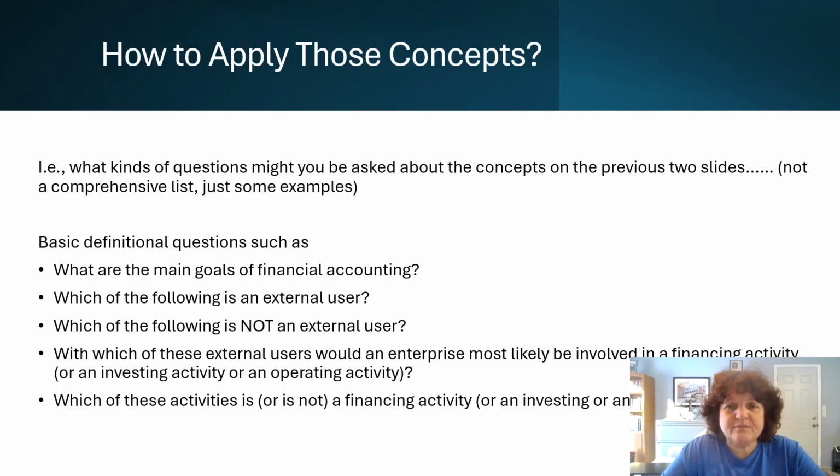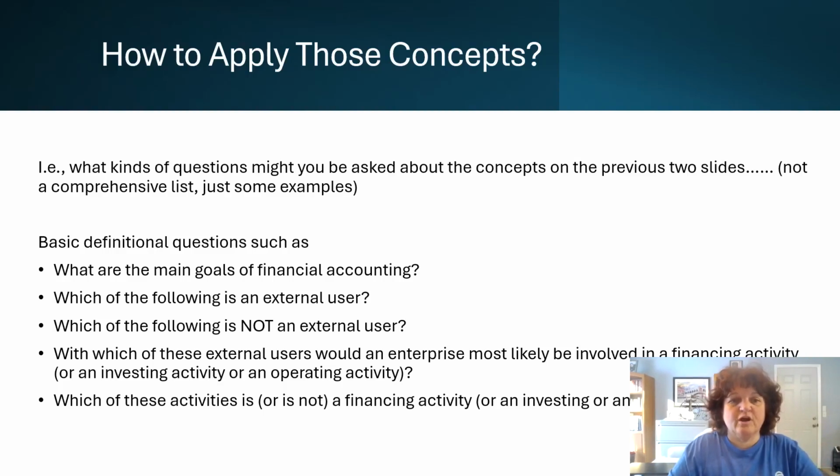And so in these two cases, many of these questions will simply be definitional. So things like, what are the main goals of financial accounting? That's where you would come up with, oh, we're measuring business activities and communicating about those business activities to external users. Which of the following is an external user? And it could be giving you a list of external users and some that aren't. And so it might list, for example, customers, suppliers, regulators, employees, and creditors or lenders or bondholders or something like that. And you would look at that list and you'd go, oh, all of those are external except the employees are internal.